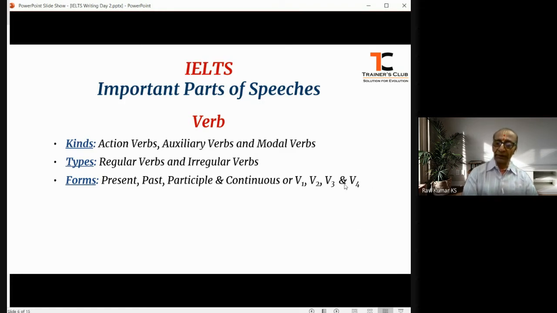Normally, people don't give much attention to this V4, that is the continuous form, because this is a common form. This is the common form, which is commonly used for all the 6 aspects of a continuous tense, whether it is a simple continuous tense or a perfect continuous tense. The verb will be in the same form, that is, the continuous form. It is also known as the ing form.